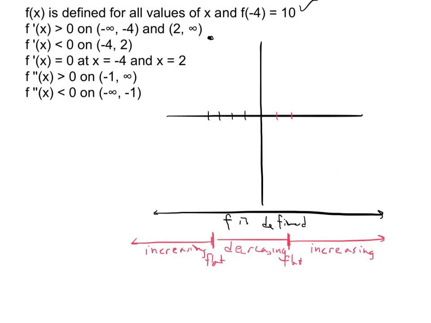These next two statements are about the second derivative, so I'm going to switch to a different color for that. The first one says that the second derivative is positive between negative 1 and infinity. Okay, so between negative 1 and infinity, my second derivative is positive, so that means I'm concave up. And the last statement here says that the second derivative is negative between negative infinity and negative 1. Okay, so between negative infinity and negative 1, my graph is concave down. Okay?